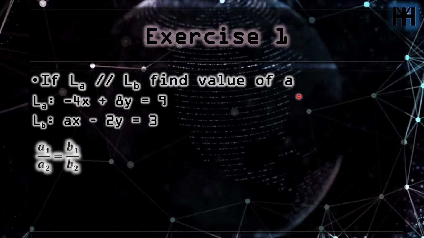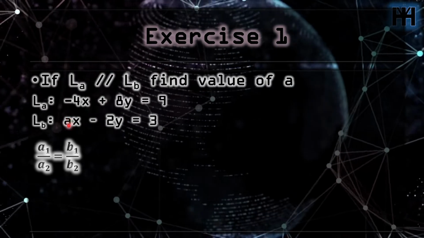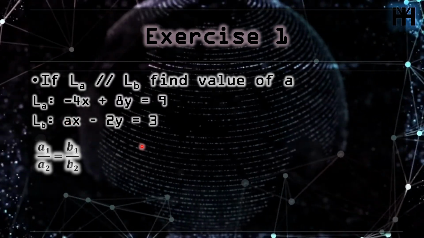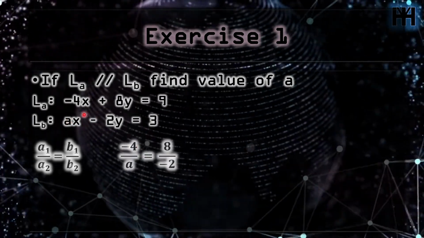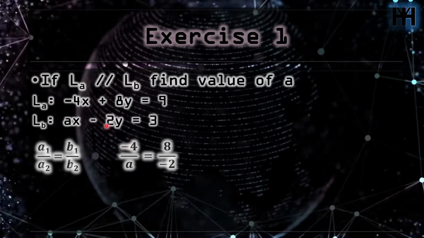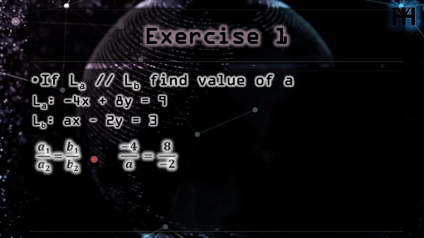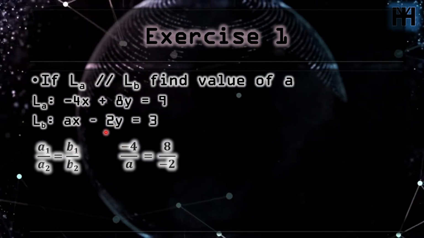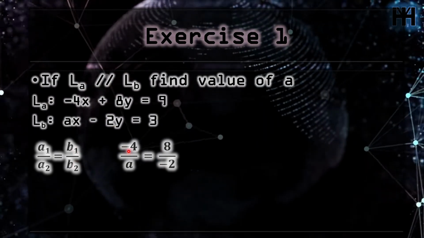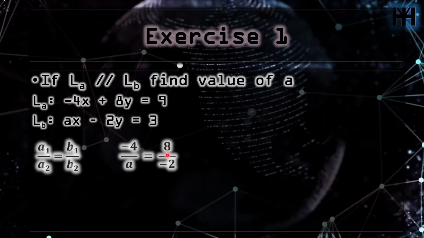Okay, so they want us to find the value of a, the coefficient of x in the second equation. Let's substitute here the negative 4, and the a instead of a2, and 8 instead of b1, and 2 instead of b2. So there is negative 4 over a equals 8 over negative 2.